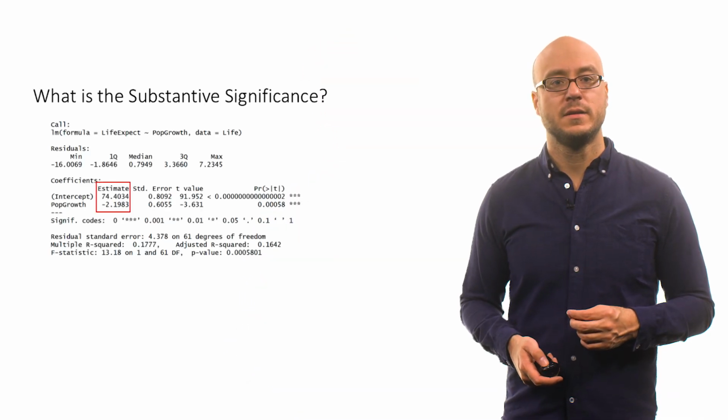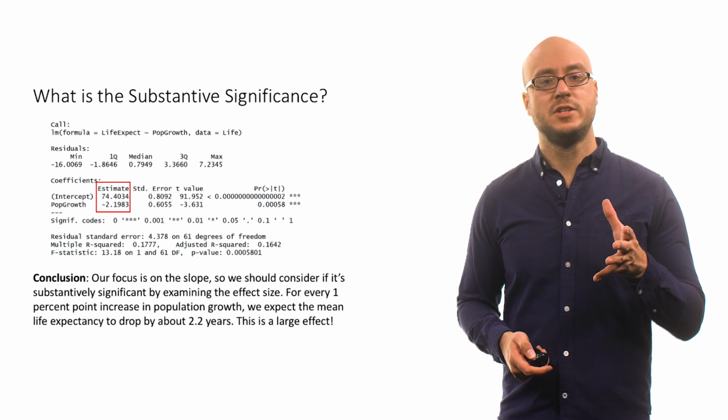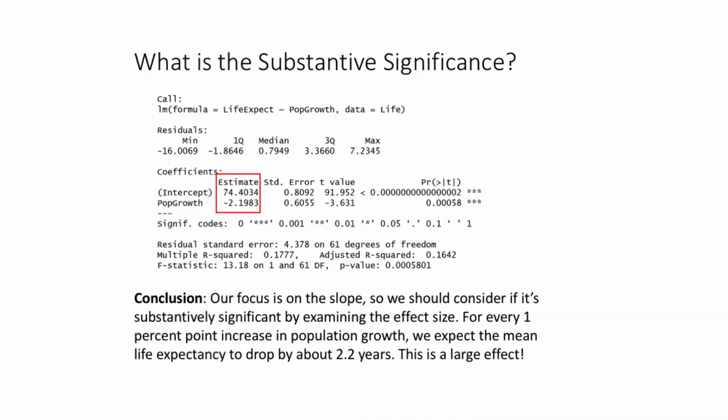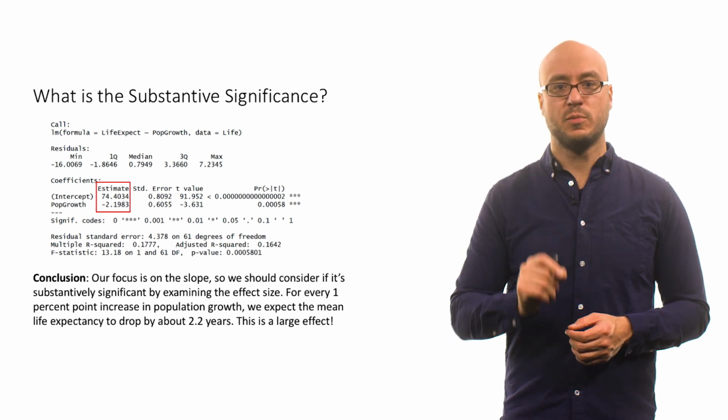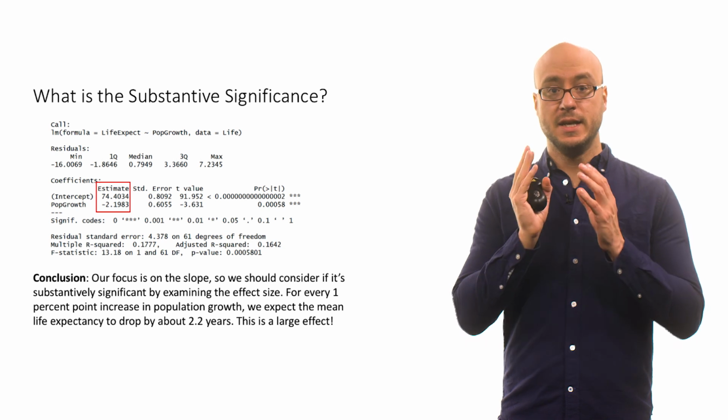Let's look at this model again. So here we have these 2 estimates. Our focus in this case is on the slope, because we want to see, for every 1% increase in population growth, what is its effect on life expectancy? What is the relationship with life expectancy? So we're going to focus on that slope. And we should consider, well, these coefficients are statistically significant, but what does it mean to be substantively significant? Well, look at the effect size. Look at the actual coefficient itself and try to interpret that coefficient. The effect size is simply that point estimate.